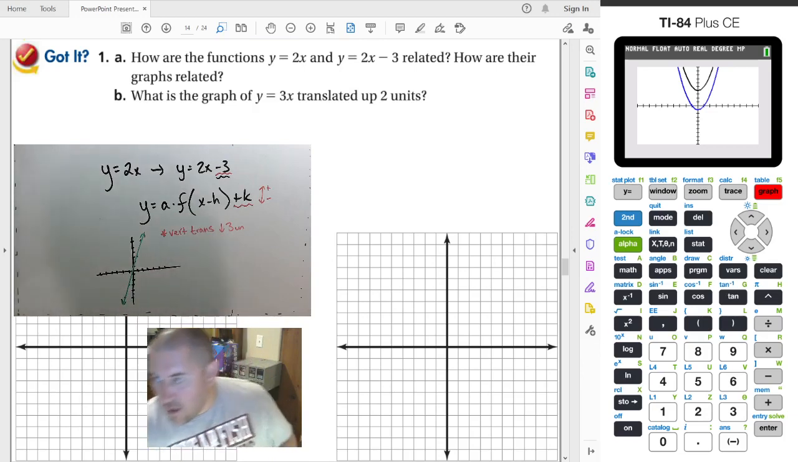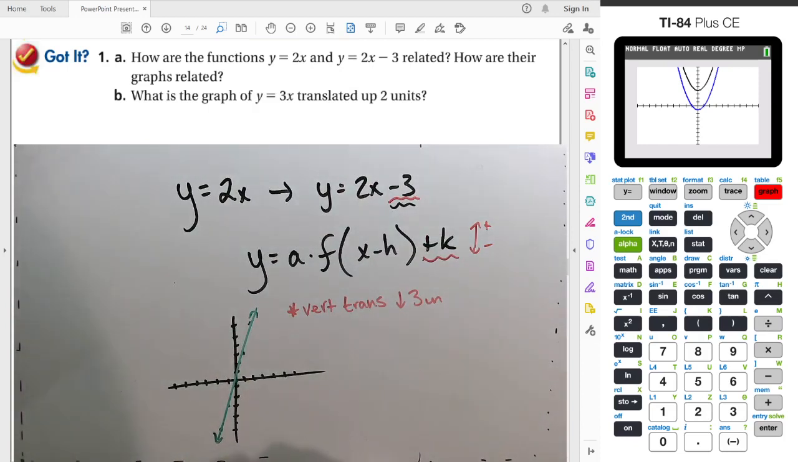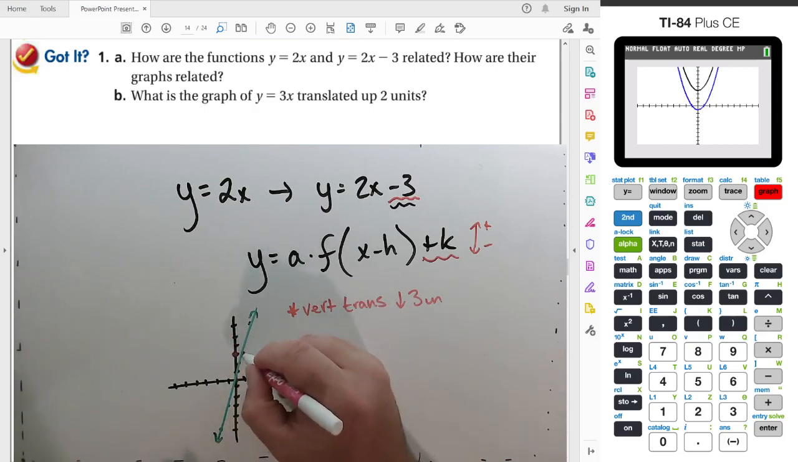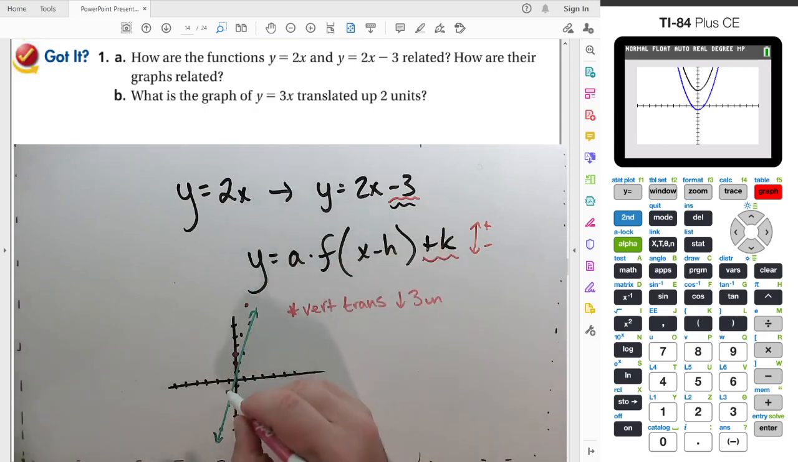If I'm going to translate that up 2 units, then I take each of these points. Okay, don't get lazy. Take this at 0, 0 and move it up to 0, 3. Take 1, 3 and move it to 1. Oh wait, no, we're going 2 units. Sorry. 0, 2. Take this 1, 3 and move it up to 1, 5. Take 2, 6 and move it up to 2, 8. Take each of these points and move them up 2. And there you go. Okay.